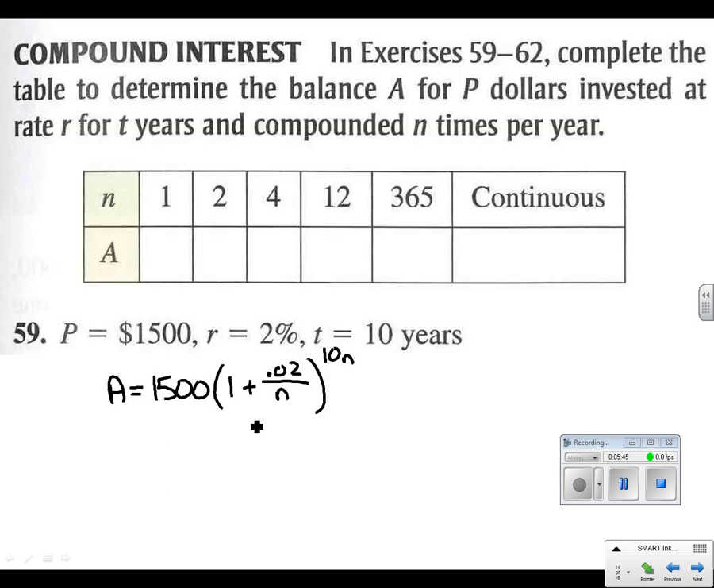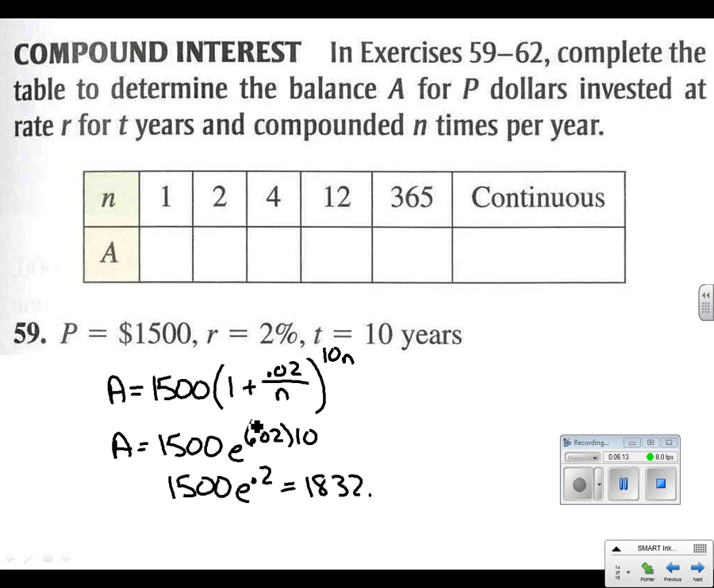So we'll use this A equals 1,500 e to the rt, so 0.02 times 10, which is 1,500 e to the 0.2. And if you do that one correctly, you should have ended up with $1,832.10. So that's the most you're ever going to make, is if you compound continuously.